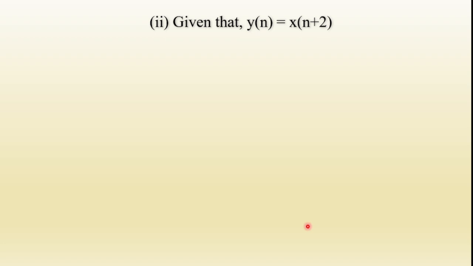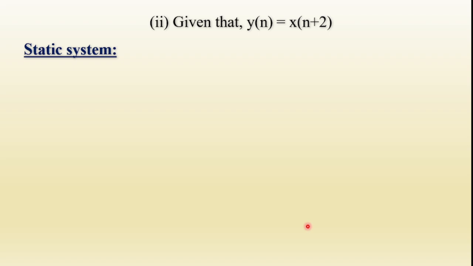And similarly, the second bit, the given system is y of n is equal to x of n plus 2. Check whether the given system is static or dynamic system, linear or non-linear system, time variant or time invariant system. So first find out whether the given system is static or dynamic system. And this is the discrete sequence. The discrete time index n varies from minus infinity to plus infinity.